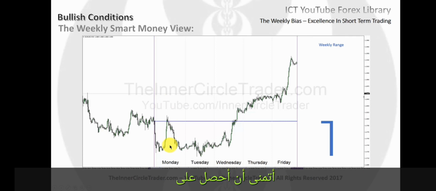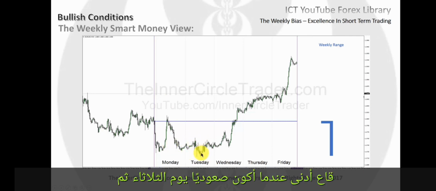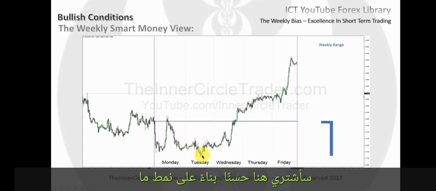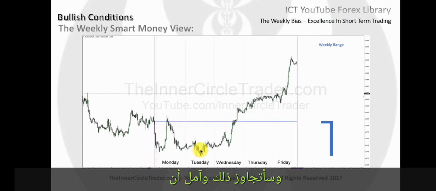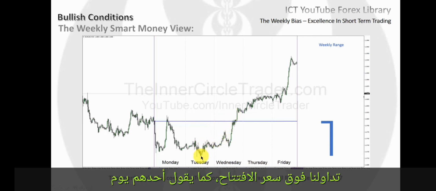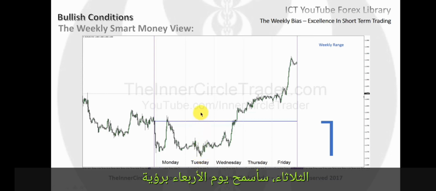So on Tuesday, I like to get hopefully a lower low when I'm bullish, and then I'll buy in here, based on some pattern or some kind of a key level I teach. And then I'll ride that out and hopefully get back above the opening price. Now, if we trade above the opening price on, say, Tuesday, I will permit Wednesday to see retracement back down to the opening price, find some support, and then rally back away.